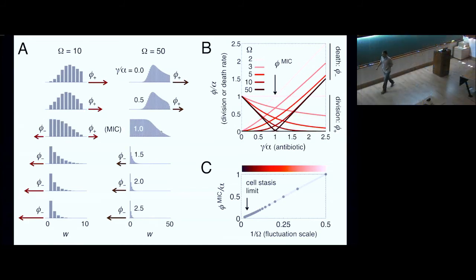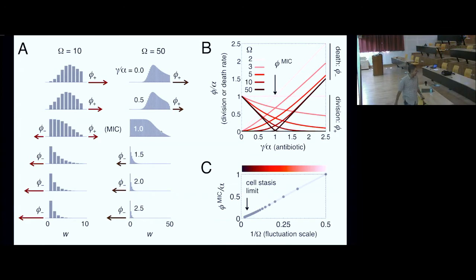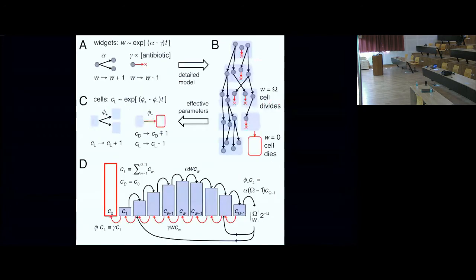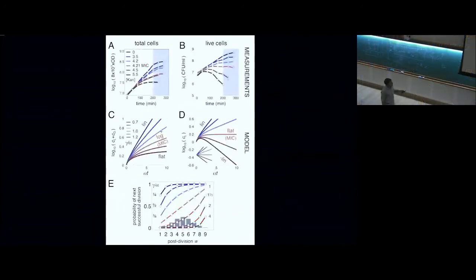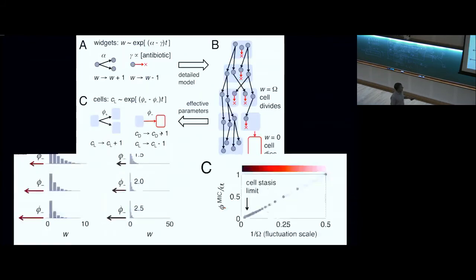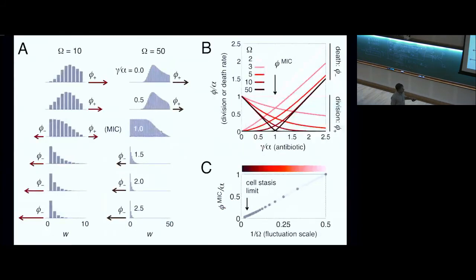Okay, so let's, yes, Patrick. I can infer omega in two different ways. I can infer omega by trying to do a best fit to these curves, in which case omega equals 10 is not bad. That's what I've shown here. I can infer omega by the actual measured value of phi plus and phi minus at the minimal inhibitory concentration, in which case it comes out to about 2.